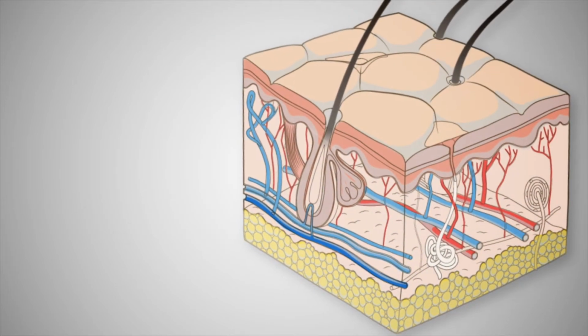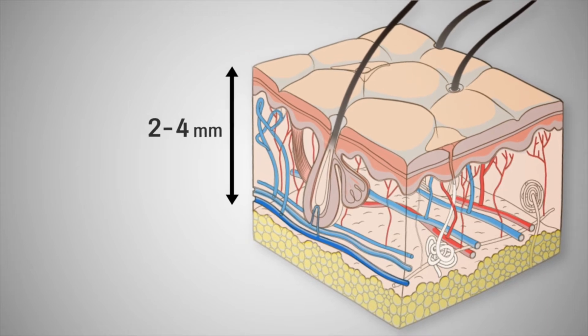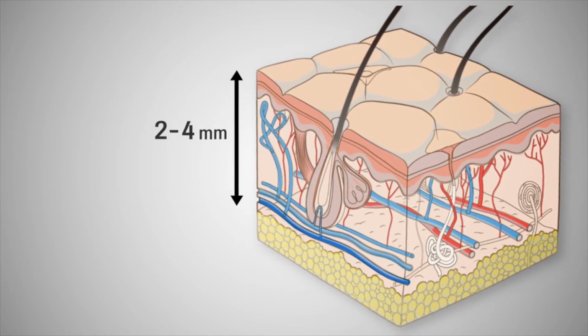The thickness of the epidermis and the dermis is between 2 to 4 millimeters, depending on the part of the body the skin is covering.